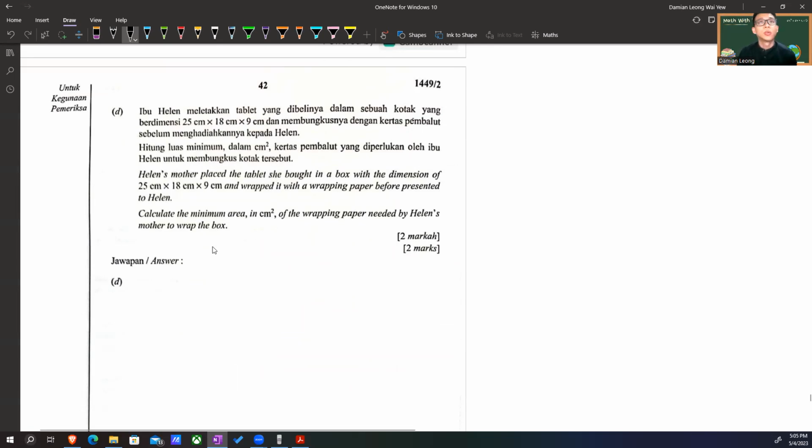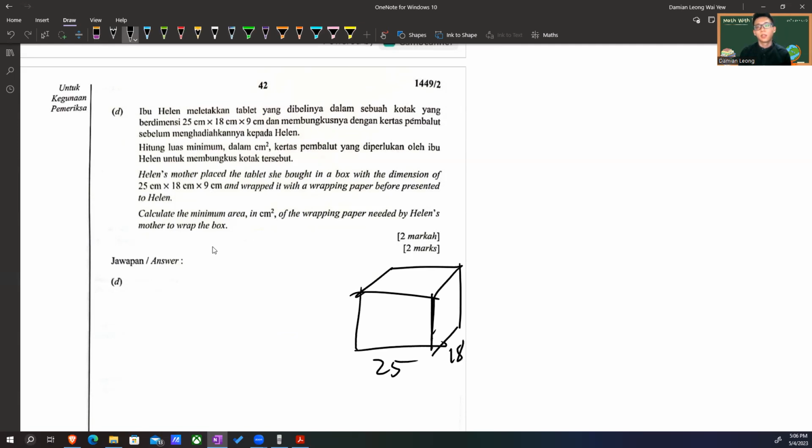Then part D. So Helen's mother placed the tablet she bought in a box with dimension of 25 cm, 18 cm, and 9 cm. Wrapped it with a wrapping paper before presented to Helen. I want the minimum area of the wrapping paper needed by Helen's mother to wrap the box. So for me, I would say it's best to sketch out that box first. Okay. So 25, 18, 9.